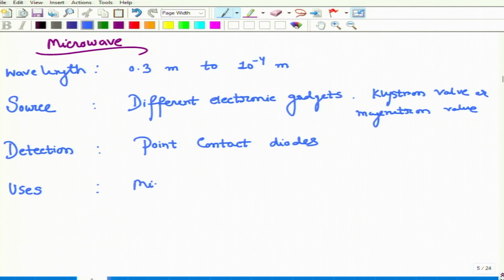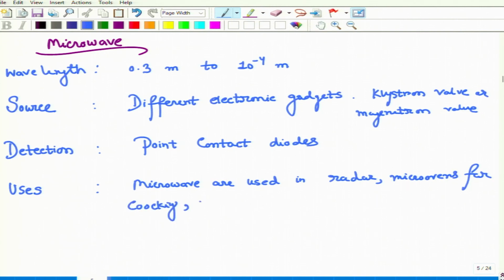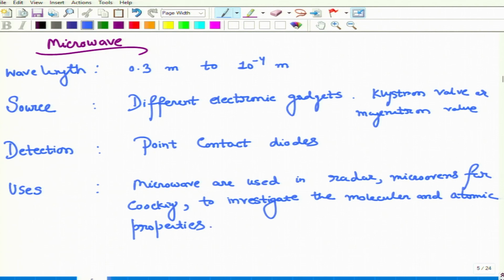Okay, and the uses. What are the uses? Microwaves are basically used in radar. Also we know that microwave ovens, right? Micro ovens for cooking. Also to investigate the atomic and molecular properties. And one important thing, the wavelength used in the microwave oven is 0.112 meter. Okay, so we can remember that.